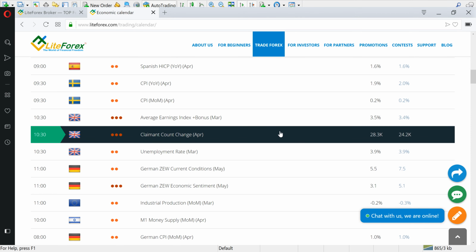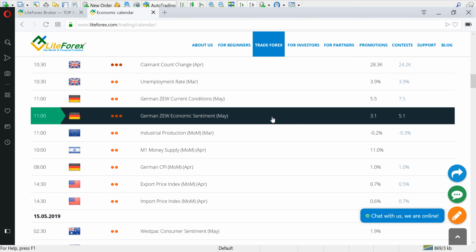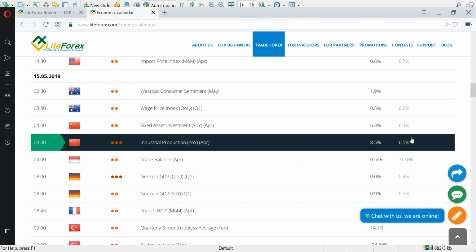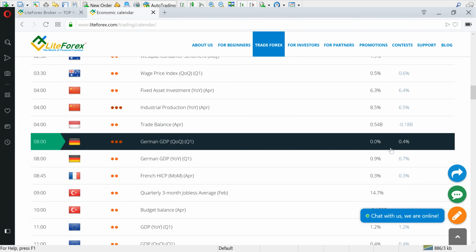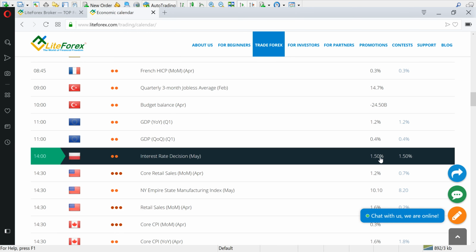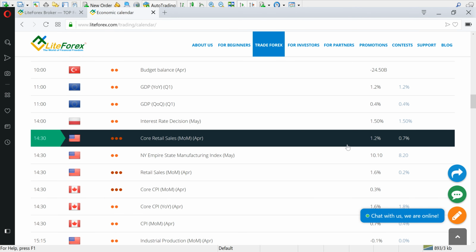be smaller than usual. Germany will release economic sentiment index on Tuesday, and here we can see that the forecast is that the index will show some improvement. There will be also Chinese data, industrial production, fixed asset investment on Wednesday. German GDP and Euro area's GDP for the first 3 months of the year is also awaited on Wednesday. America will release core retail sales figure, and the forecast here is to the downside.